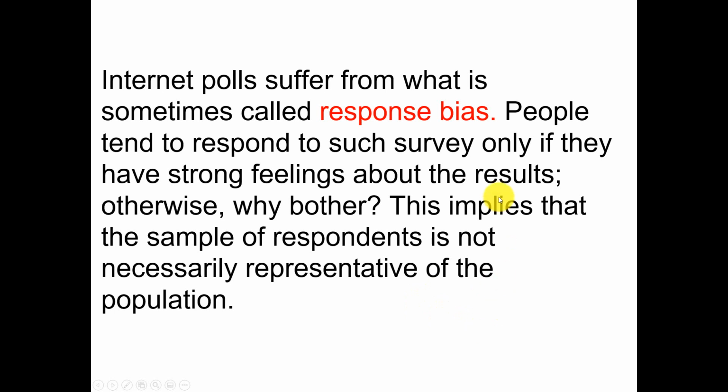Internet polls suffer from what is sometimes called response bias or non-response bias. People tend to respond to such surveys only if they have strong feelings about the results. Otherwise, why bother? This implies that the sample of respondents is not necessarily representative of the population.